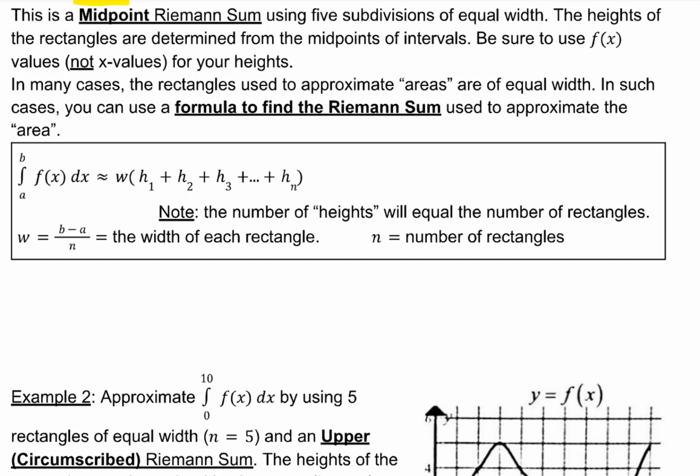Note that the number of heights will equal the number of rectangles. The width can be found by taking b minus a and dividing by n, the number of rectangles.